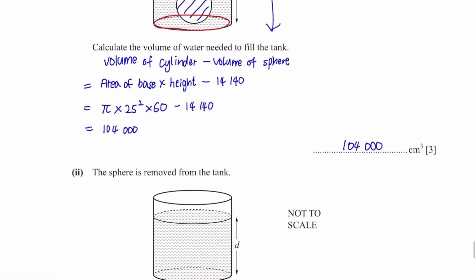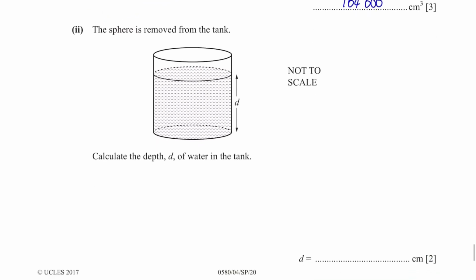The sphere is removed from the tank. Calculate the depth, d, of water in the tank. Don't forget that the volume of water did not change. It's still 104,000, but the height obviously decreased.